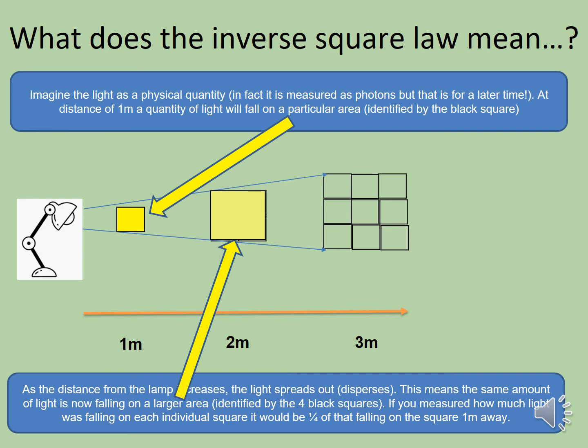This pattern continues, and if we go to 3 meters, as the area continues to get larger, we can see that that light is now spread out over a total area of 9 of those boxes. And if you measure the light intensity, which I've tried to illustrate with the colours, the closer you are to the lamp, the higher the light intensity. The further away you go, the less the light intensity is, and that's represented by the yellow becoming paler and paler as you move away.